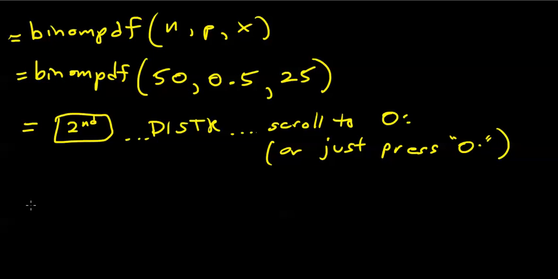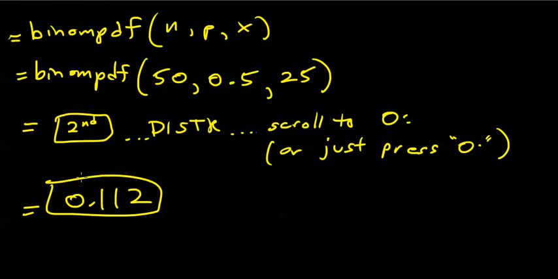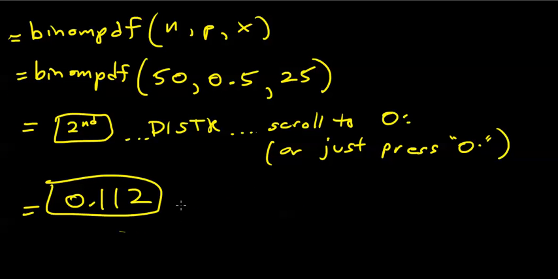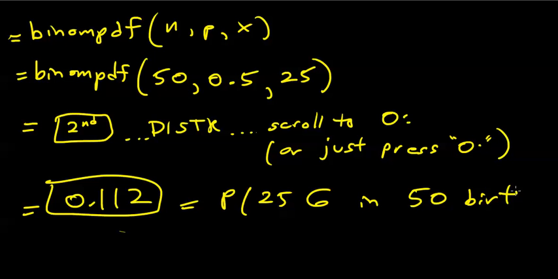50, comma, 0.5, comma, 25. Close the parentheses, and I get a probability of 0.112, I'll call it, for the probability of 25 girls in 50 births in this simple binomial experiment. Okay?